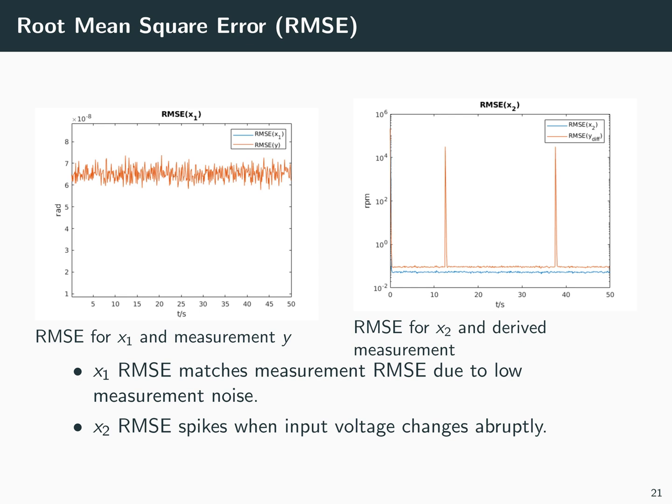We now examine the root mean square error, or RMSE, for our state estimates. The RMSE for the first state, theta, aligns closely with the RMSE of the measurements, which is expected given the low measurement noise. For the second state, theta dot, the RMSE experiences spikes when there are abrupt changes in the input voltage. This highlights the challenges in estimating angular velocity solely based on derived measurements without a state estimator.